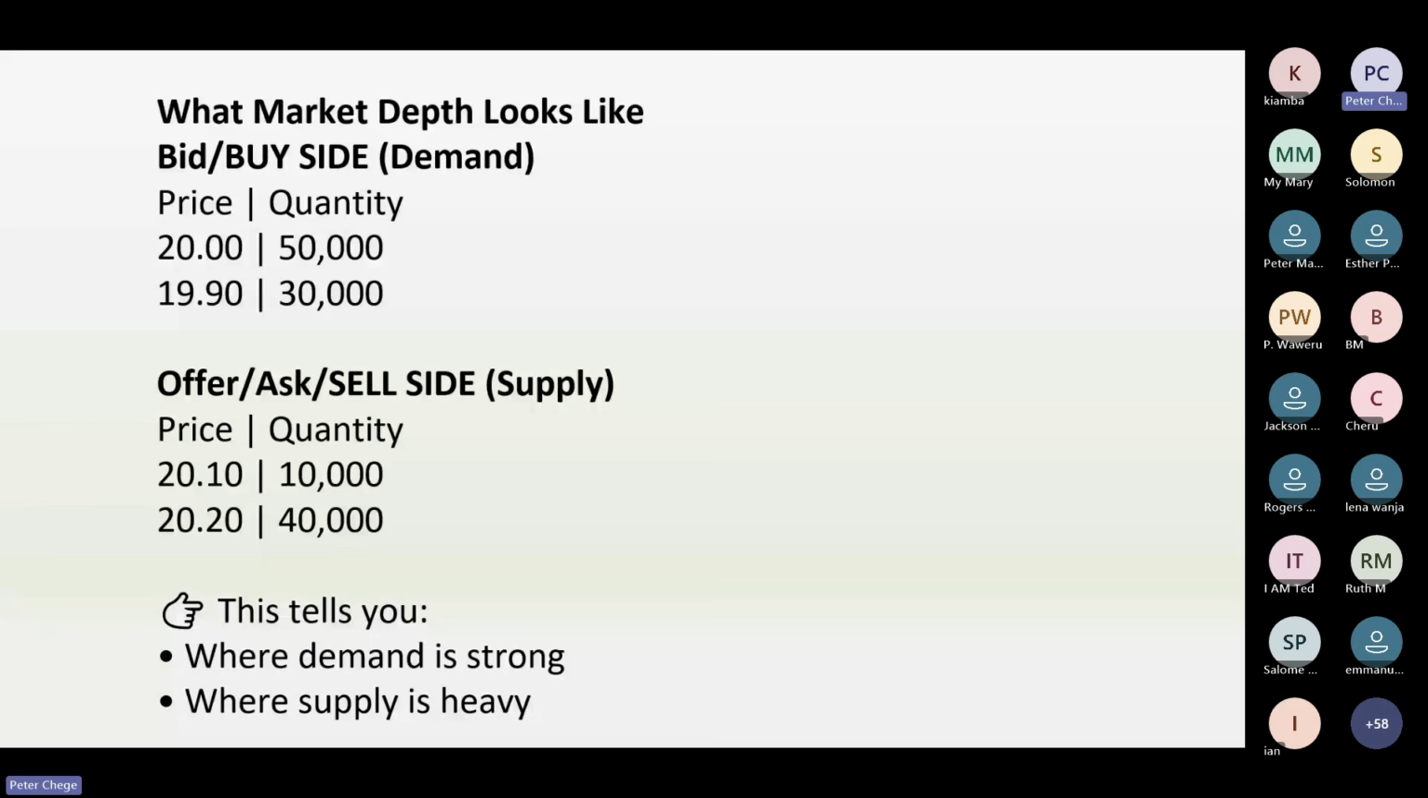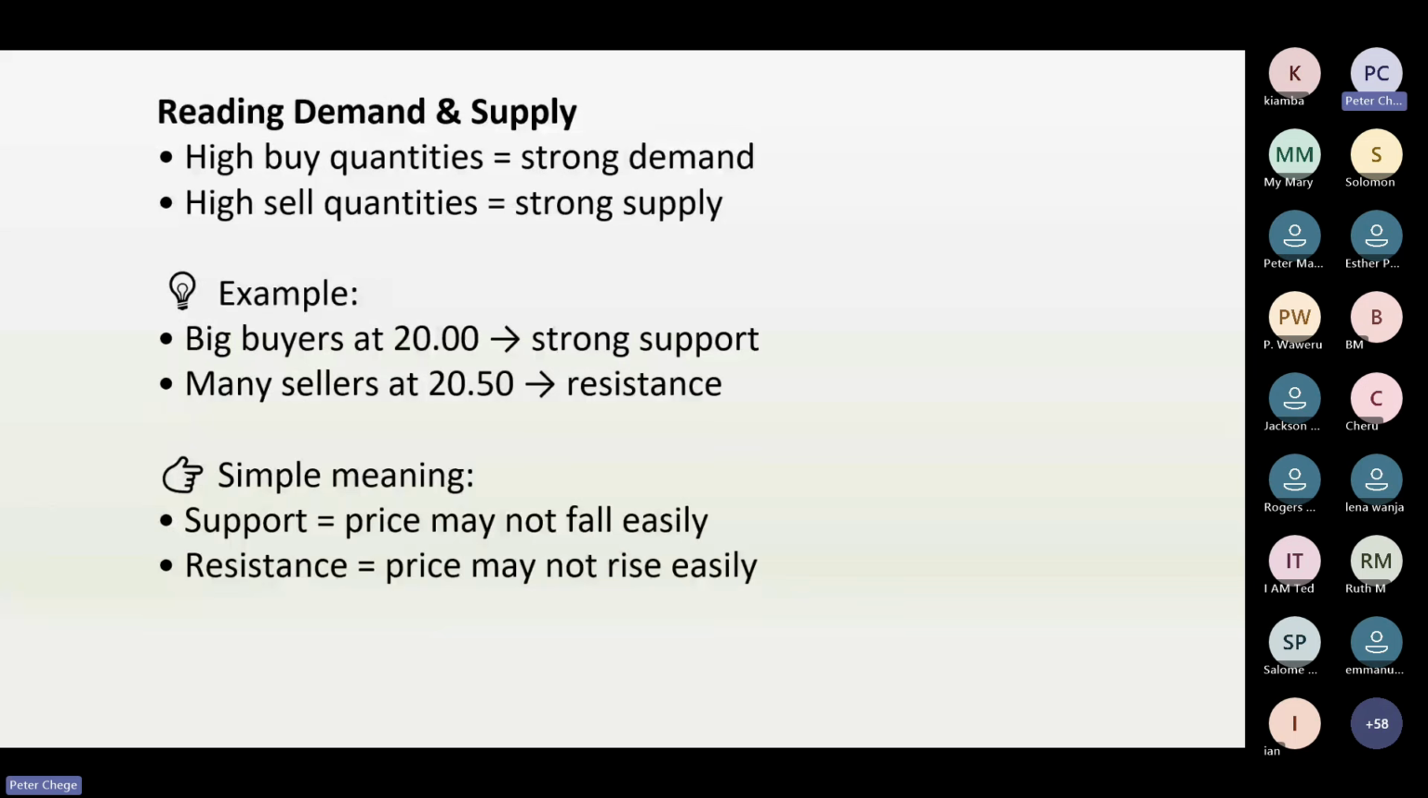So where there is a strong demand, it is usually the support level. Prices may not fall below that. If you are able to identify that, I will come to it next Saturday. Then in terms of supply side, where there is strong supply, that is where there is resistance. Prices may not rise above it.